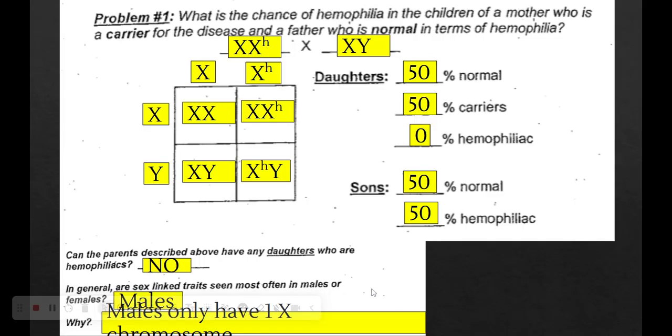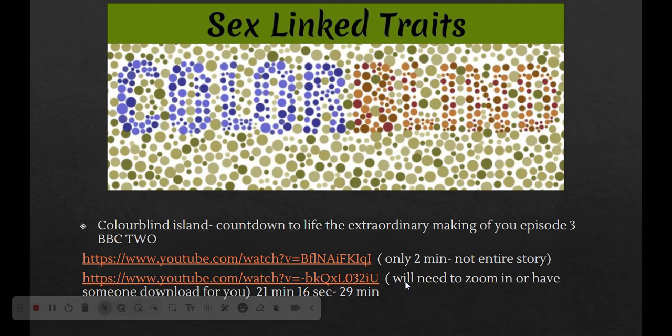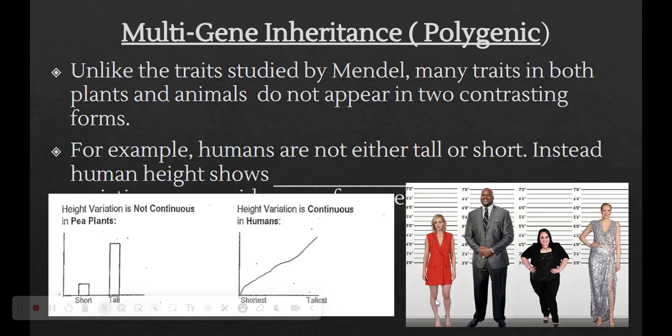In general, are sex-linked traits seen most often in males or females? Males, because males only have one X chromosome, and the Y doesn't have any of that. So the male is not protected against it, whereas a female could be, and then she'd be a carrier. And color blindness is the same story. It's very similar to hemophilia. You run it the same way.